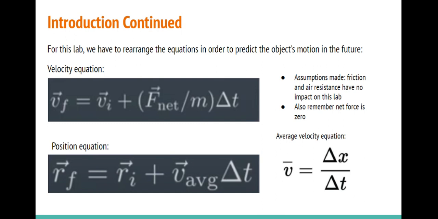On this slide, I also included the average velocity equation. It's important to note that the assumptions made for this lab are that friction and air resistance have no impact, which is what allowed us to have a net force of 0 on the object.